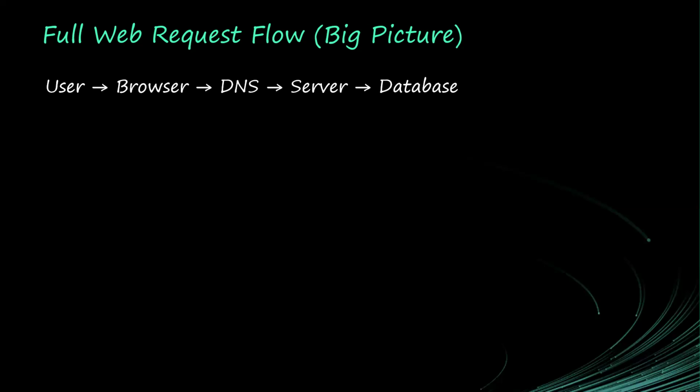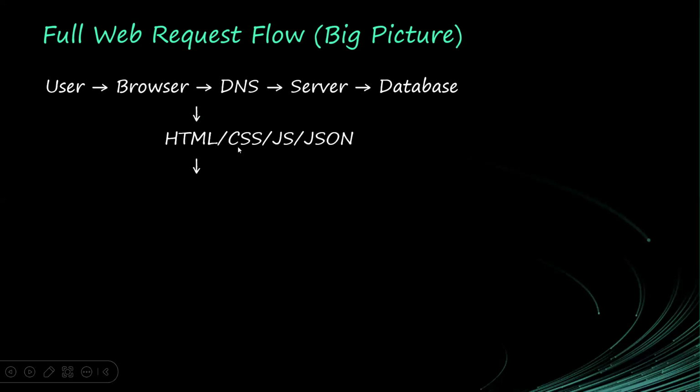The browser will now take that IP address and send a request to the server that has that IP address, which is hosting the website that you're looking for. The server will also talk to the database, fetch data from the database, and send a response to the browser. It could be HTML, CSS, JavaScript, or JSON. Then the browser will render this response. The browser renders the page. Okay, so this is the web flow, the request flow.